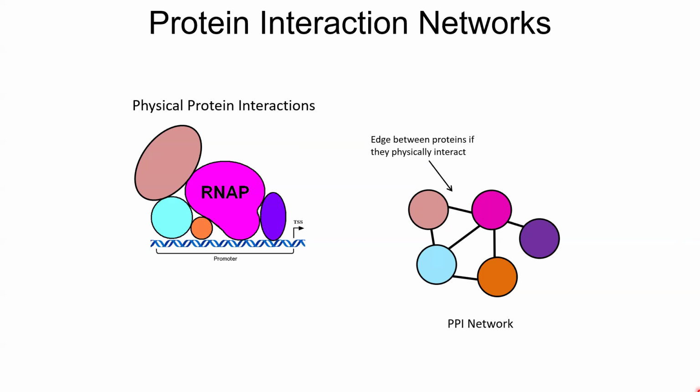Edges in a protein-protein interaction network exist if the proteins physically interact. So for example, here, this protein is physically touching or interacting with this pink protein and the cyan protein. And over here, this mauve protein interacts with the pink and the cyan protein. This purple protein only interacts with the pink protein, one edge here. So you can have this complex structure illustrated in a network.